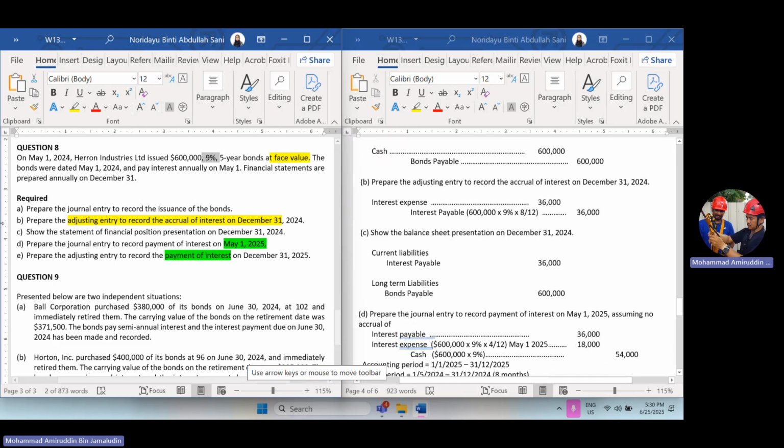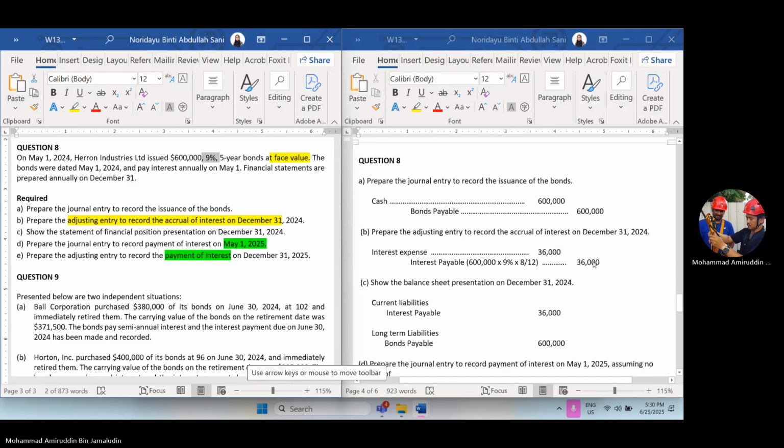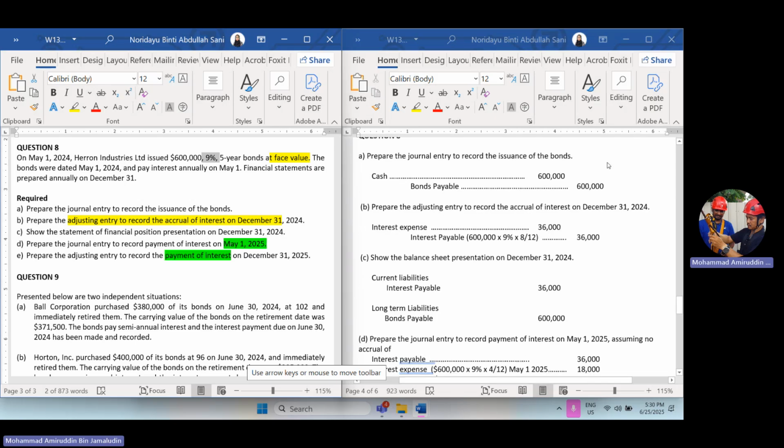Next, show the extract of statement of financial position presentation on December 31st, 2024. So my interest payable, this one, current liabilities, and then your bonds payable, 600,000. You see, all these are normally with 1 mark or 2 marks in the final exam.